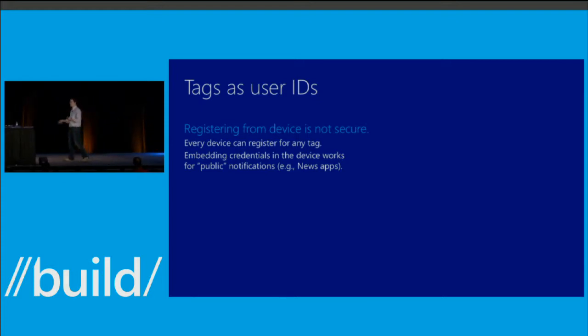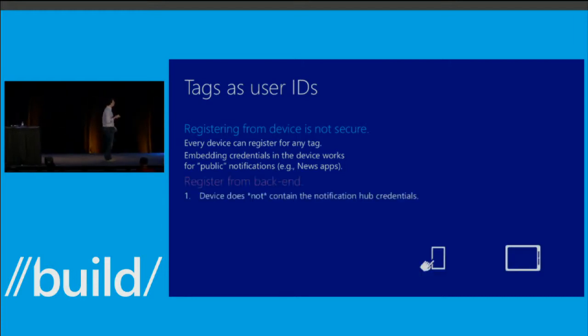Things like news, updates, RSS feeds, things where basically you're sending to an interest group. You're not sending to a specific person. It's not like private information. If you want to do that, you have to register from the backend.